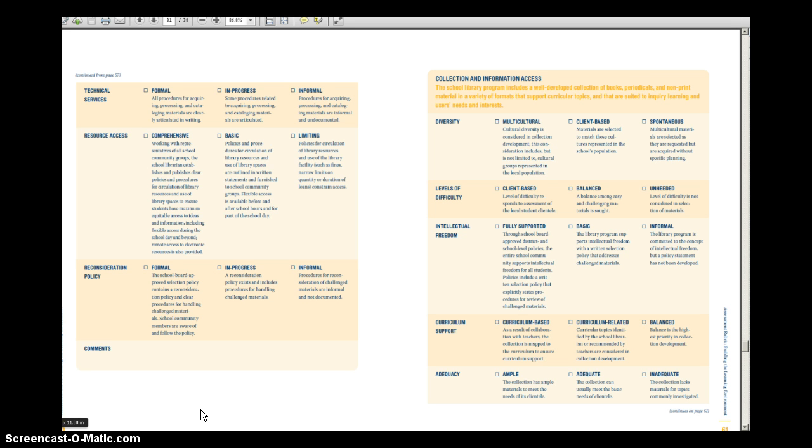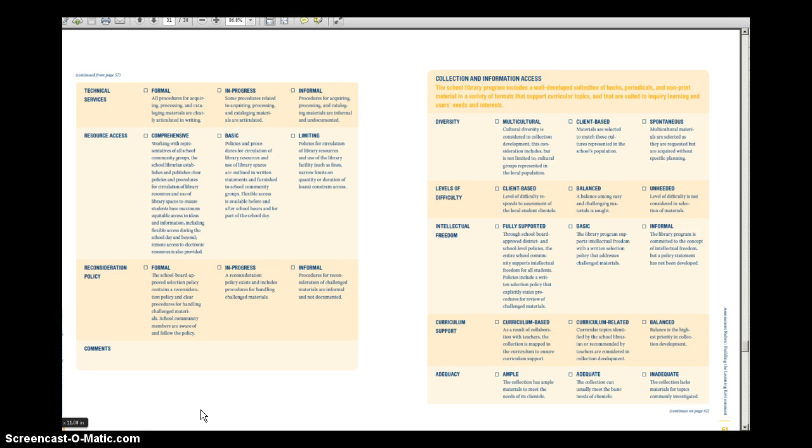Finally, we need to look at intellectual freedom under collection and information access. Are you informally committed to the concept of intellectual freedom? Do you support intellectual freedom at a basic level with a policy in place? Or do you fully support intellectual freedom? Through school board approved district and school level policies, the entire school community supports intellectual freedom for all students.